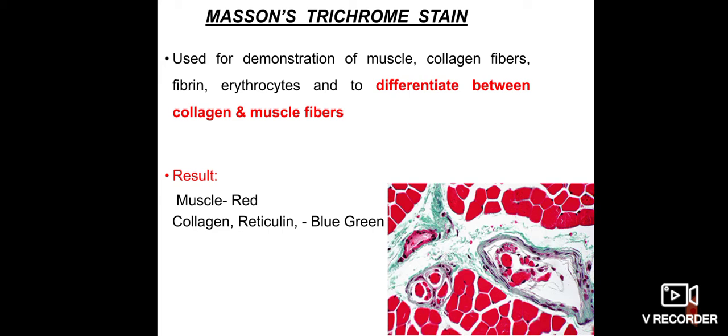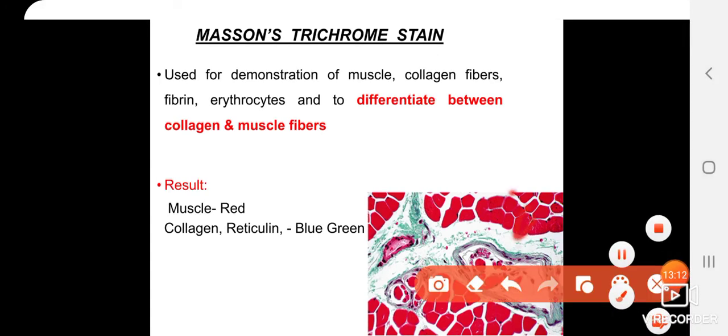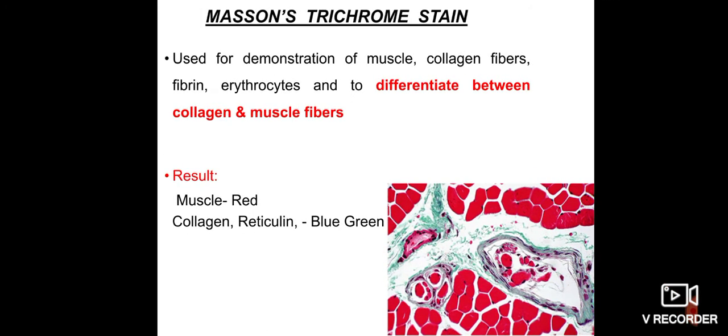Next we'll come to Masson's trichrome. Masson's trichrome is used for demonstration of muscle, collagen fibers, fibrin, erythrocytes, and mainly to differentiate between collagen and muscle fibers. Muscle will be red in color, as you can see in this picture. These are all skeletal muscle fibers, which are red in color, and you will have collagen, which will be either blue or green in color. Why it is called trichrome is because you will see 3 colors. Muscle is red in color, collagen will be blue and green, and your nucleus will be black in color because of hematoxylin.